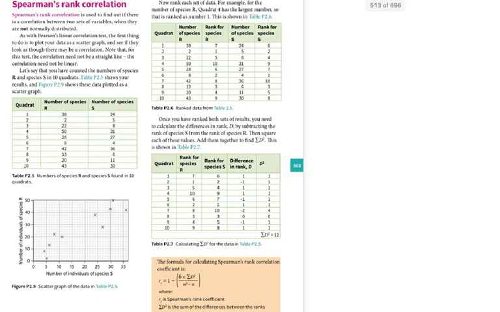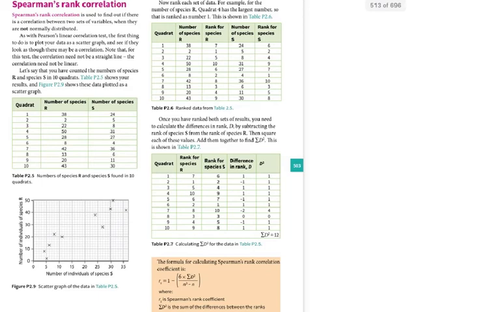Okay, what do we do? We place 10 quadrats and we count the number of species R and the species S in the 10 quadrats. So in the first quadrat, species R was 38 and we had 24 of species S. In the second quadrat, we had 2 and 5. Then in the third quadrat, we have 22 and 8. And then we had 50 and 31.